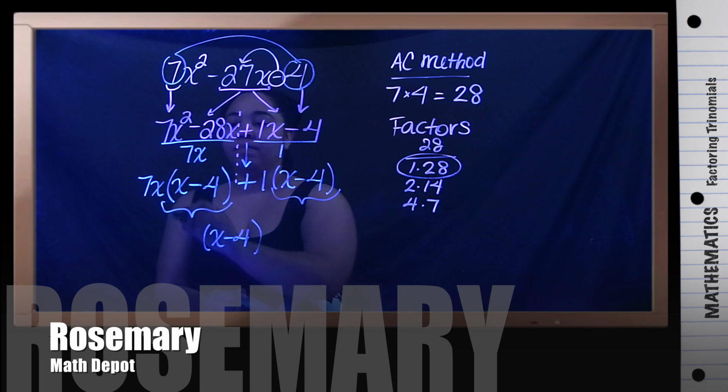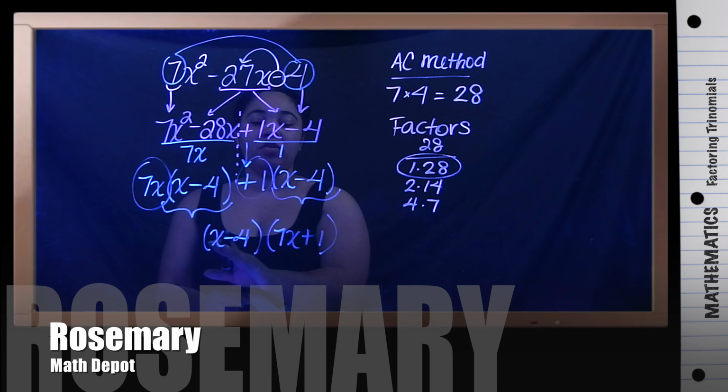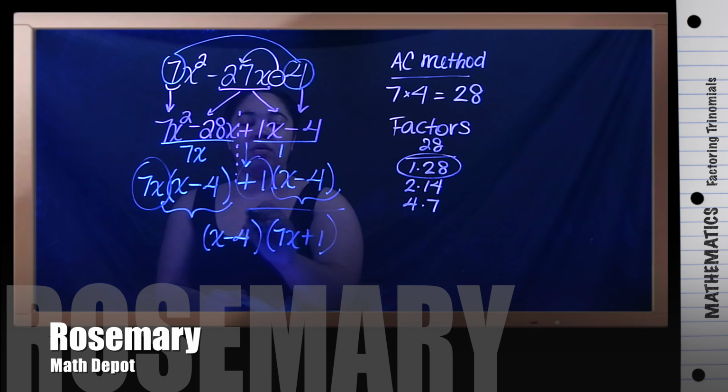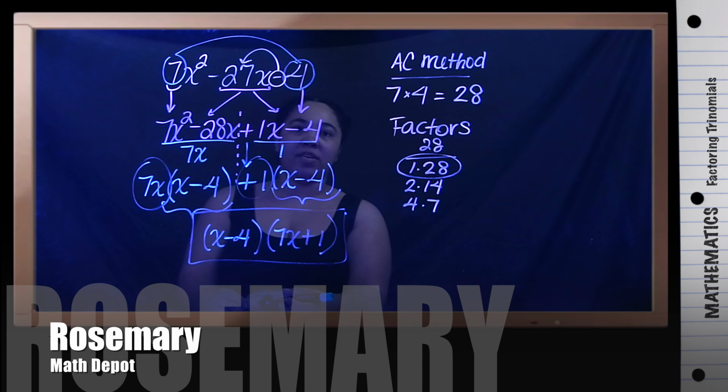There's one factor. Now the 7x plus 1 goes in another set of parentheses. If you were to factor this out, or FOIL this out, by the way, you should come back to the original problem up top. And there's your final answer on the AC method.